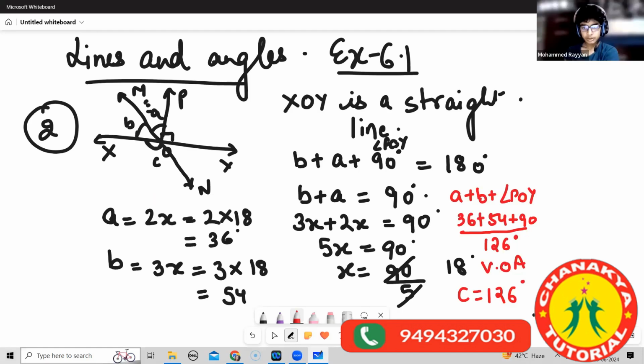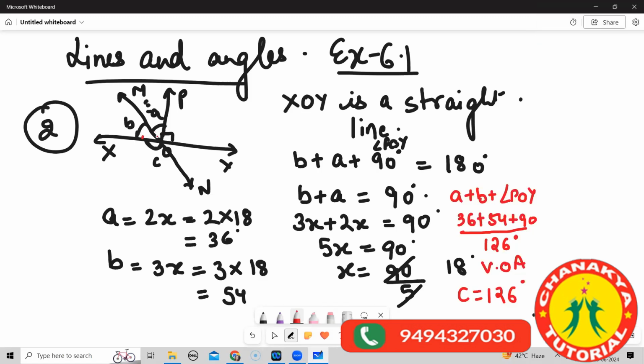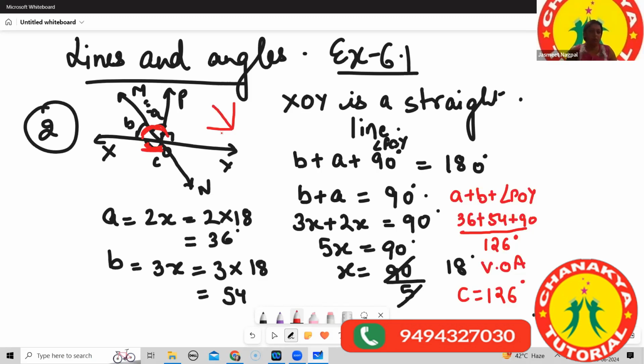No, I'm telling according to the figure. We should not do plus 54, right? B is not vertically opposite. This is the vertical opposite angle of this. Ma'am, we have to not include B. Actually, if you see in your book, this is a vertical opposite then. Okay. Kindly see this picture in your book.